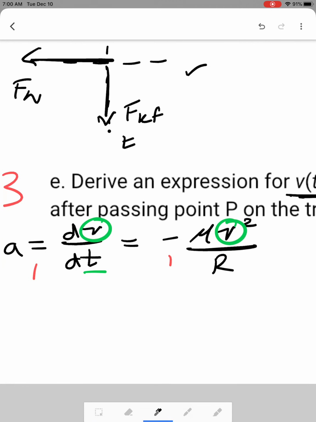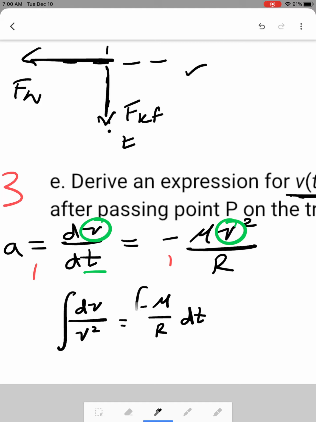So here's what we're going to get. I'm going to get dv over v squared is equal to negative mu over r dt. I've got my v's together, I've got my constants together. Now the goal is to get an expression for velocity. So what I need to do is integrate both sides.